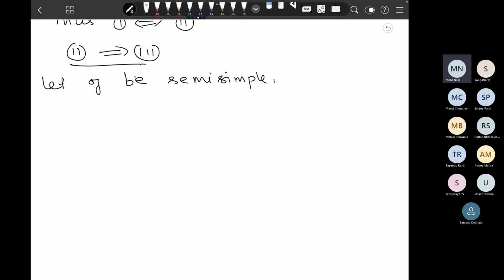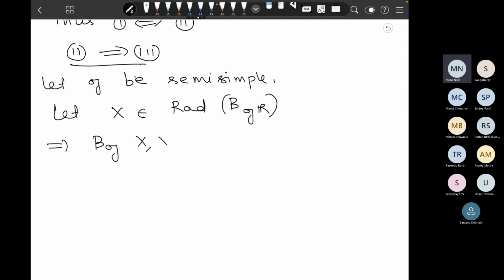So let G be semi-simple. I have to show that G_R is semi-simple. Let x belong to the radical of B_{G_R}. So this implies B_{G_R}(x, y) is equal to 0 for all y belonging to G_R.